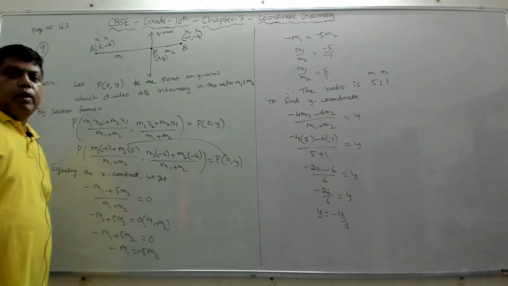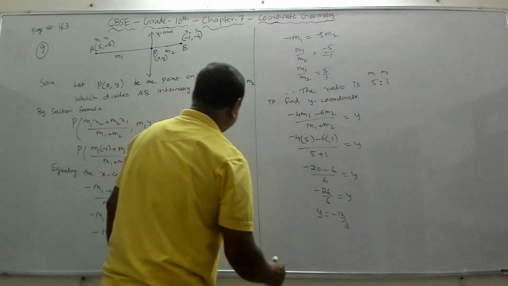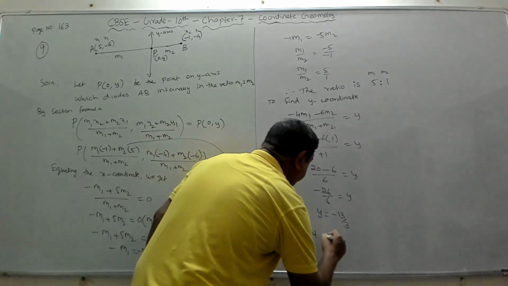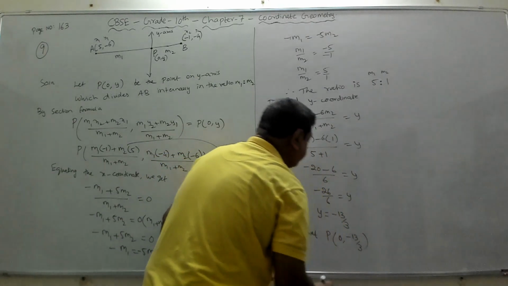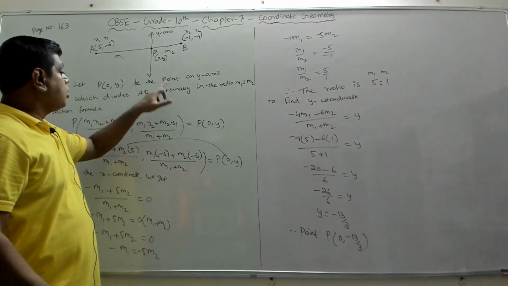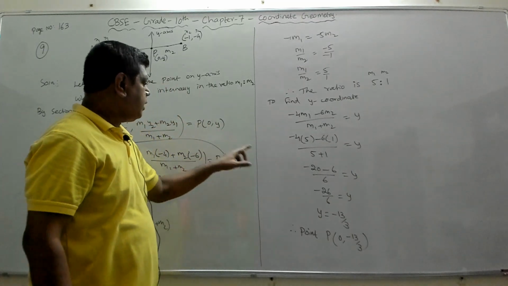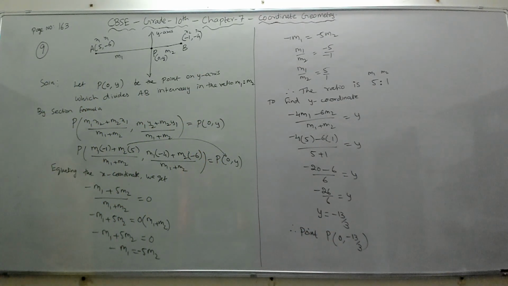Y is equal to minus 13 by 3. So we have found the y coordinate. Therefore the point P is 0 comma minus 13 by 3. What is the point P? P is 0 comma y. So this 0 is 0, and y is minus 13 by 3. So we are substituting here. So that is the required point.